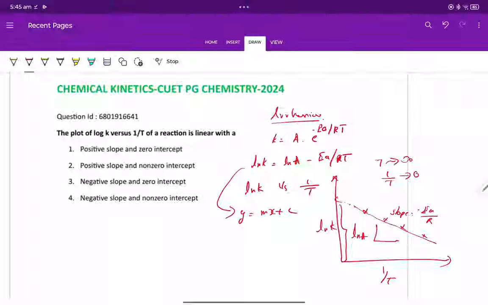Now you check the options. You will be having a non-zero intercept, of course, that is your log A value. So non-zero intercepts are here in option number 4 and 2. And you will be having a negative slope. So your right answer will be a negative slope and non-zero intercept: the fourth option.